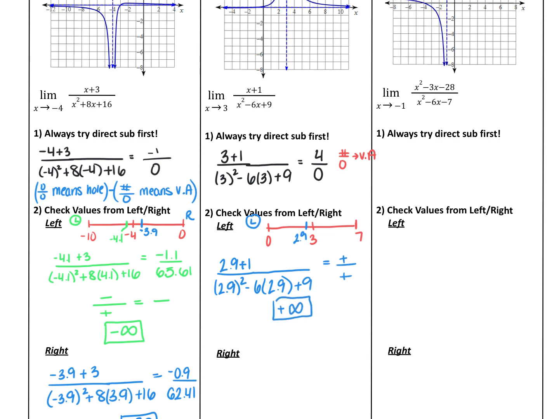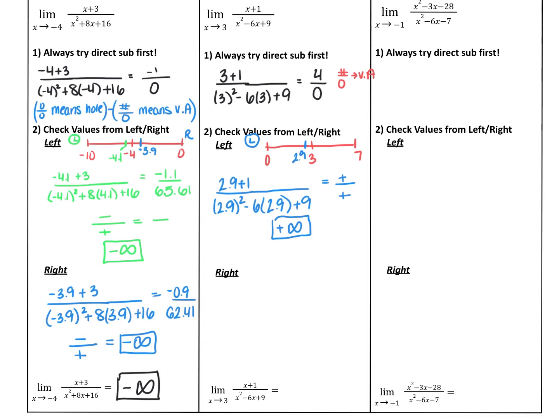Now we're going to check the right side yet again. We're going to plug in a number that is really, really close to 3, but from the right side. From here, this is my right side of the graph, so maybe something like here, 3.1. Everywhere I see an x in here, we're going to plug in 3.1. So 3.1 plus 1 over 3.1 squared minus 6 times 3.1 plus 9.